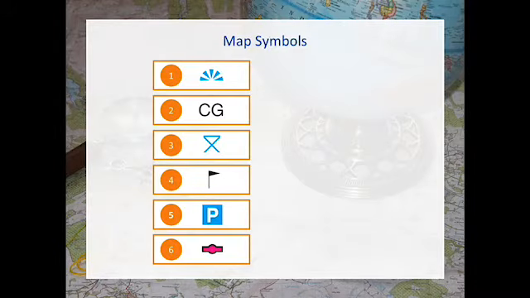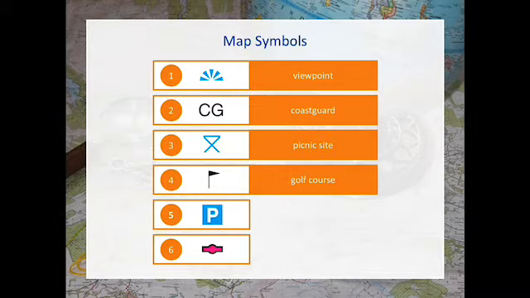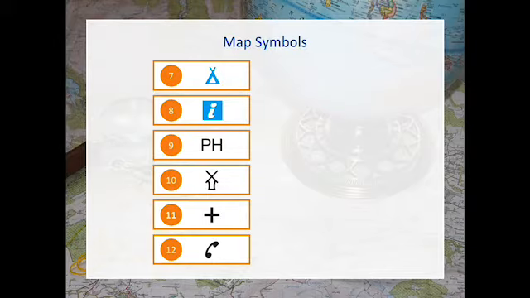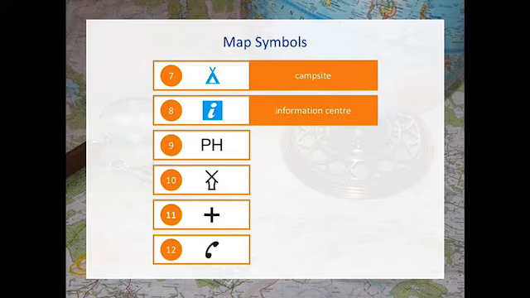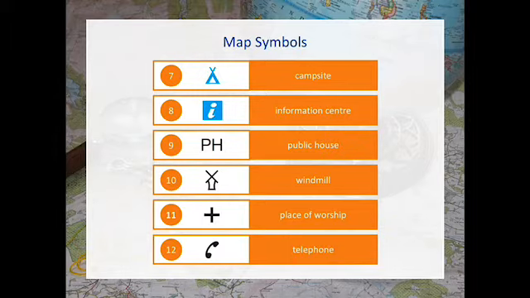Before we move on to grid references, let's quickly recap some of the map symbols that we have seen. A viewpoint, the Coast Guard, picnic sites, golf courses, parking spaces, a bus station, a campsite, an information center, a public house, a windmill, a place of worship, and a telephone.